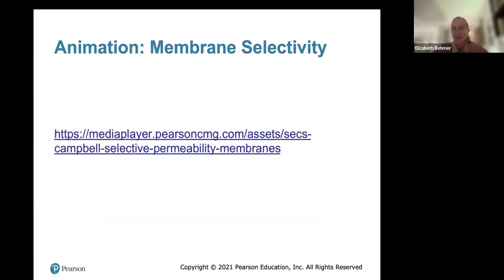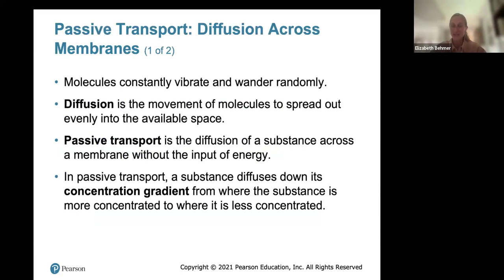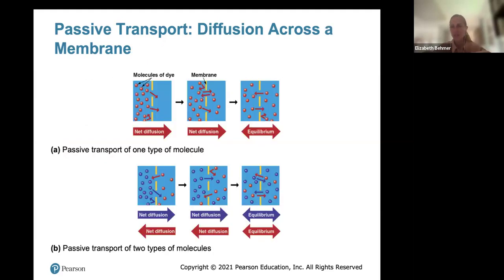Diffusion across membranes. So we have passive processes, passive transport, where molecules constantly vibrate and wander randomly into and out of the cells. Diffusion is the movement of molecules to spread out evenly into an available space, and passive transport is the diffusion of a substance across a membrane without the input of energy. In passive transport, a substance will diffuse down its concentration gradient, from where the substance is more concentrated to where it is least concentrated.